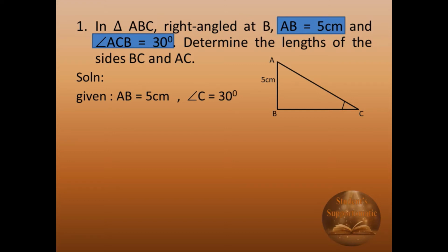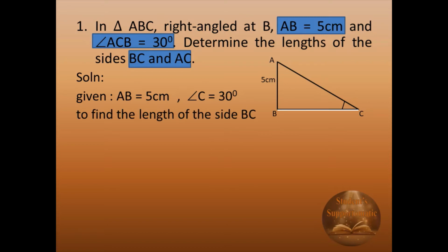The given is what? AB is equal to 5 centimeter and angle C is equal to 30 degree. And we have to find out the BC and AC values. So first we will find the side BC value, the length of this side BC. For that we have to select two sides, and one of them must be AB because we know the value of side AB. Along with that, we are finding the value for BC. So AB and BC we will take.